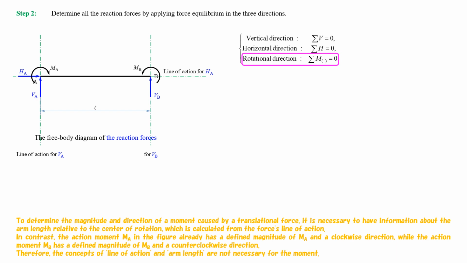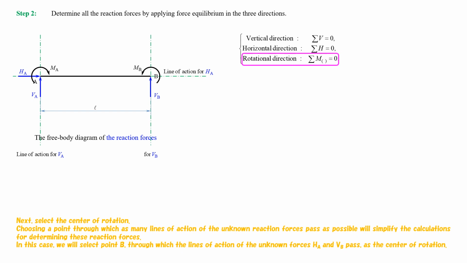To determine the magnitude and direction of a moment caused by a translational force, it is necessary to have information about the arm length relative to the center of rotation, which is calculated from the force's line of action. In contrast, the action moment MA in the figure already has a defined magnitude of MA and a clockwise direction, while the action moment MB has a defined magnitude of MB and a counterclockwise direction. Therefore, the concepts of line of action and arm length are not necessary for the moment.